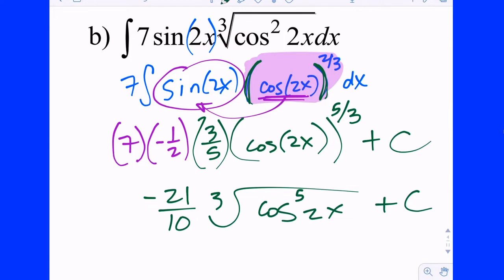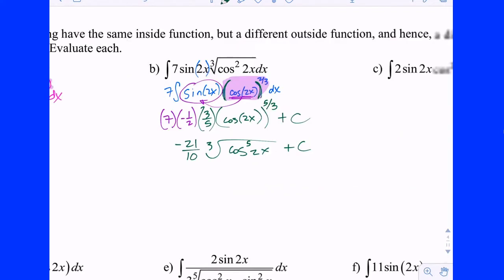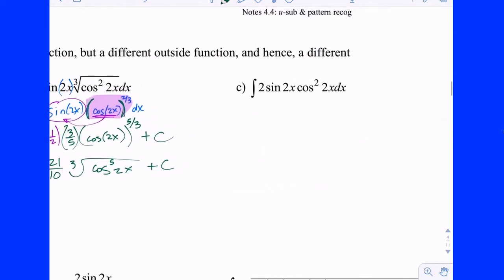Kind of fun going backwards, huh? Kind of. I like it. Better than Sudoku.